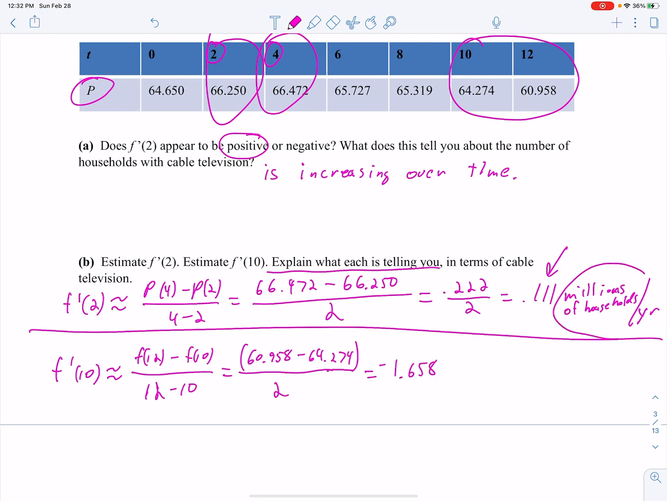Same units here, right? Millions of households per year. Now, what does this negative tell us? It tells us there's a decrease, right? So they're losing 1.658 million households per year. So again, slope means derivative. Derivative means slope. Very important.